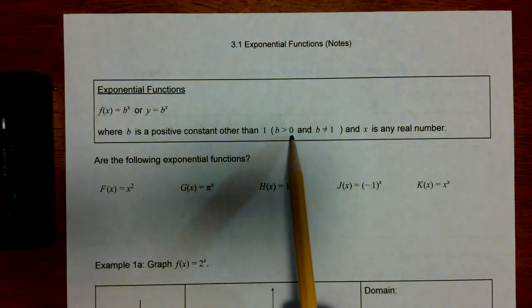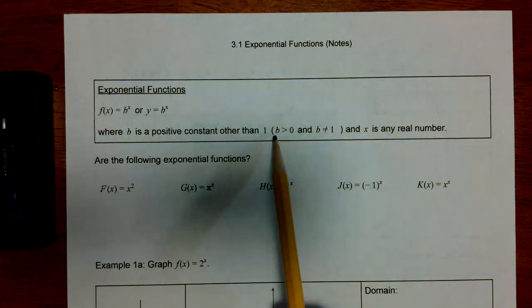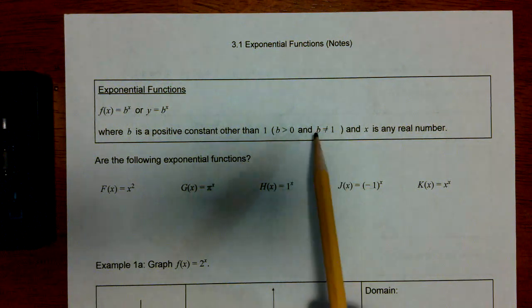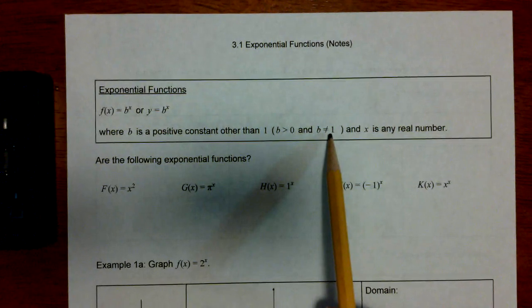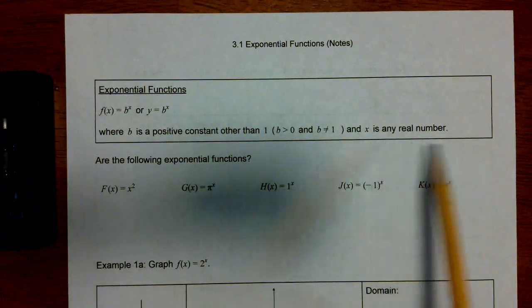So b is greater than 0. That means that the constant is positive, and b is not equal to 1. And our x can be any real number.